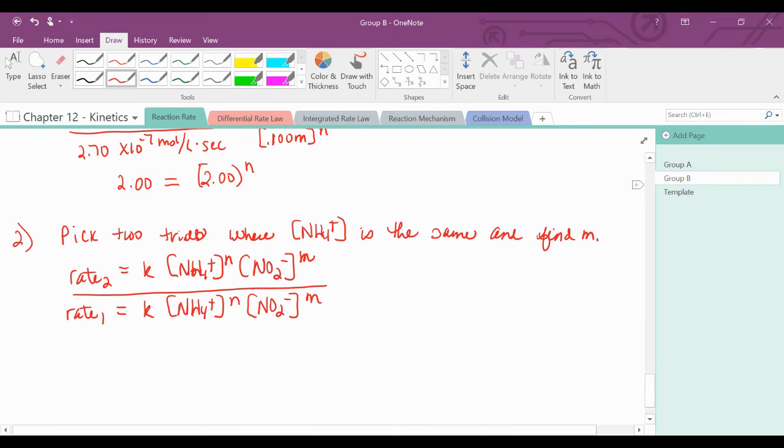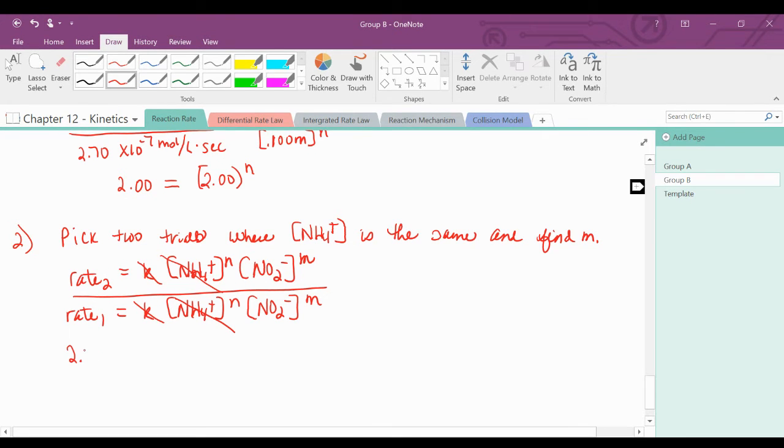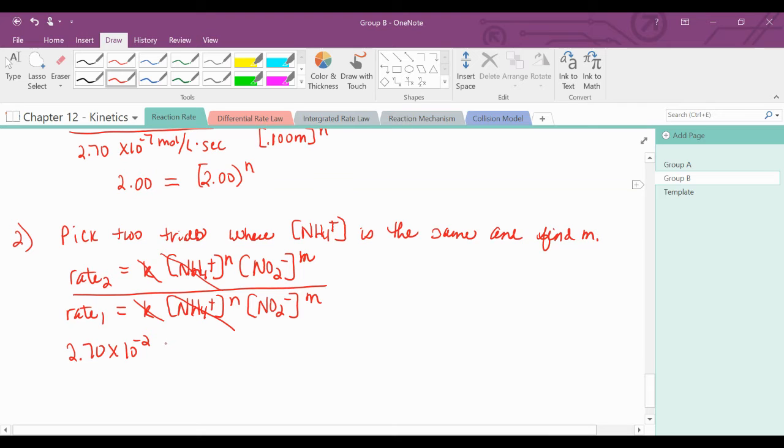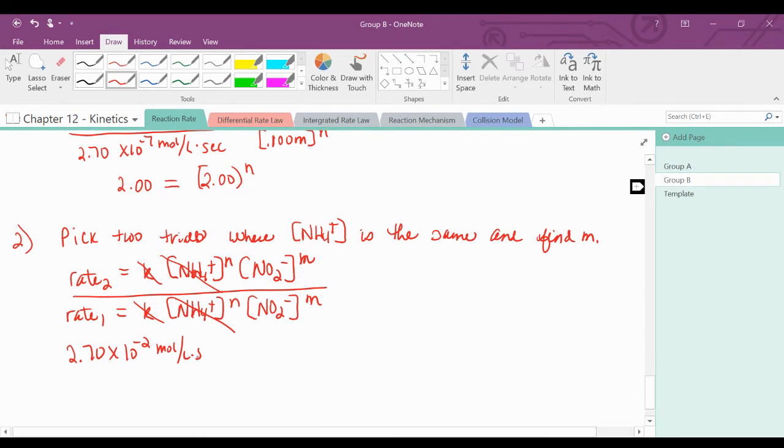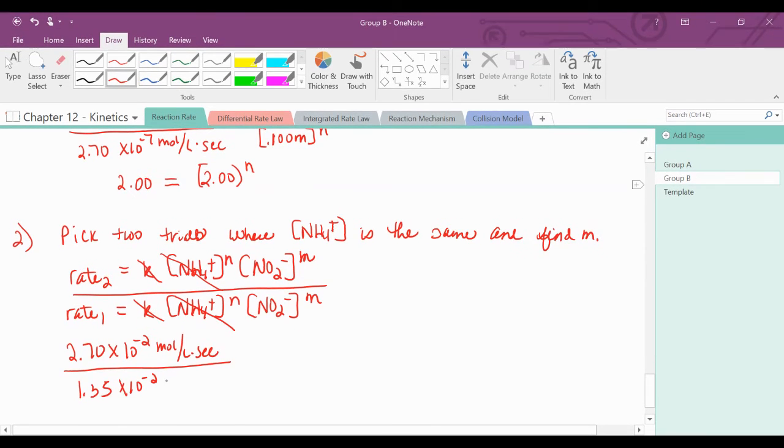So again, if I pick two trials where the ammonium concentration is the same, the ammonium ion concentration is going to cancel, the rate constant is going to cancel, and then I can plug in the data from my table. Notice that when I've made my ratio of my rate law expressions, I've always put the one that has the higher rate value first, so on the top of our ratio. So rate 2 is 2.70 times 10 to the negative second. Rate 1 is 1.35 times 10 to the negative second.